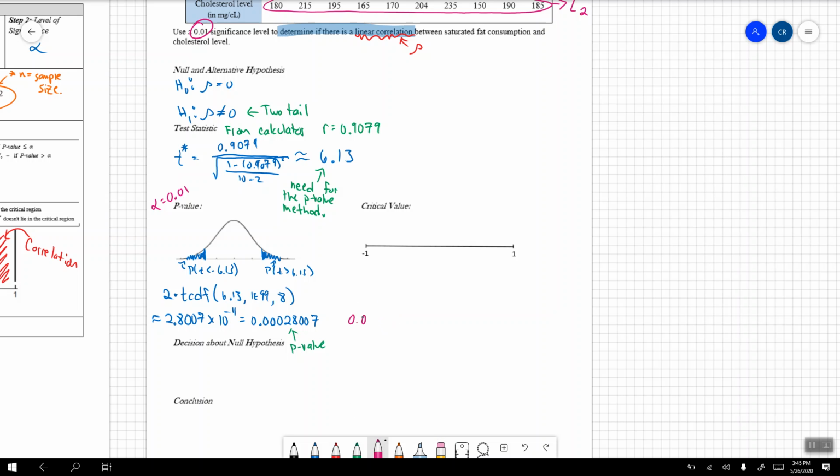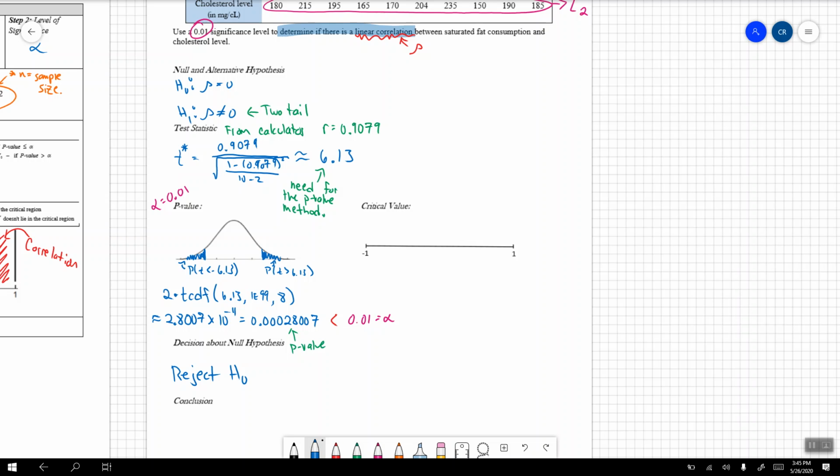So 0.01 was our alpha value. So now let's compare. Which one is larger? The alpha is going to be larger, which in this case means that if alpha is larger, the p is low. If the p is low, the null must go, which means we will be rejecting the null hypothesis. Alright, now that's using the p-value method.